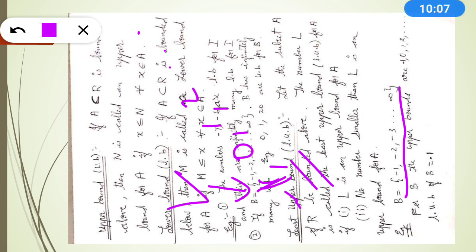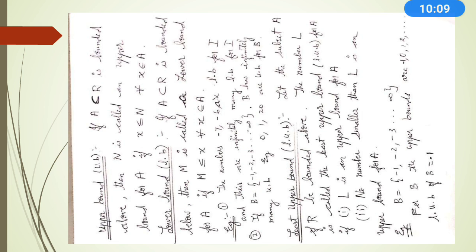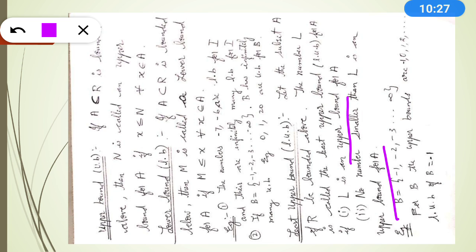So any set which is bounded above can have a least upper bound if that L is an upper bound. First, it has to be an upper bound, and no number smaller than L should be an upper bound of it. You should not have any other number smaller than L that is an upper bound for A. Then I can say it is a least upper bound.